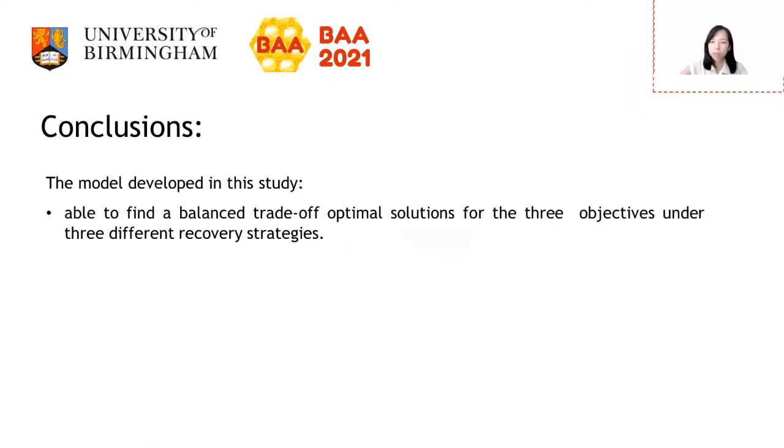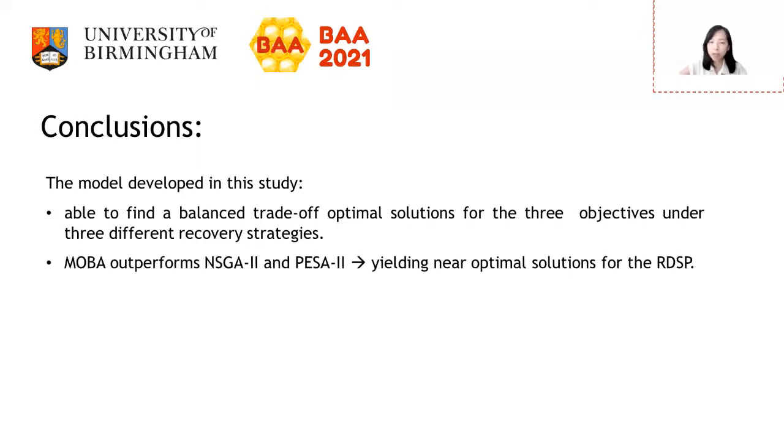In conclusion, the model that we developed in this study was able to find a balanced trade-off optimal solution for the 3 objectives under 3 different recovery strategies. The multi-objective BIS algorithm outperforms NSGA2 and PESA2 in terms of convergence, speed, and diversity, number of function evaluations, and the number of Pareto optimal solutions, yielding near-optimal solutions for the robotic disassembly sequence planning.